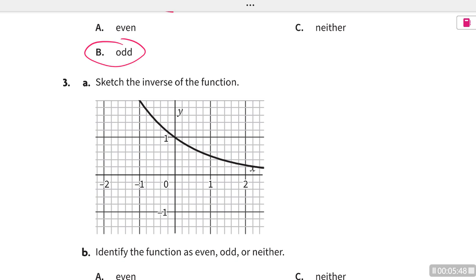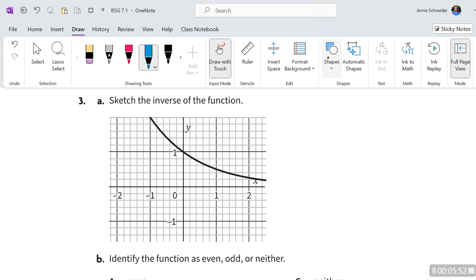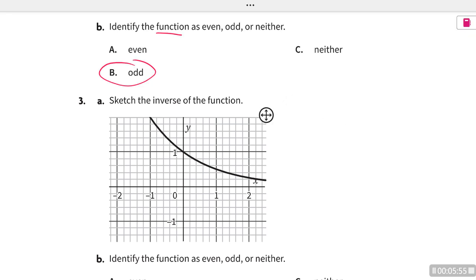Question 3, sketch the inverse of the function. Once again, let's put in that y equals x line so I know where I'm reflecting my graph.